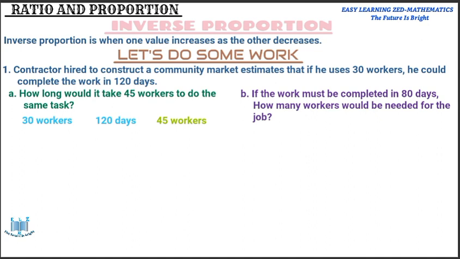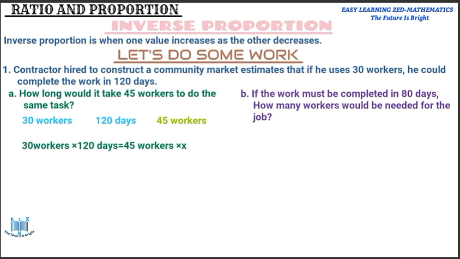Now we are going to find the product of 30 multiplied by 120 as well as 45 multiplied by an unknown number which will represent x. So we're going to write it like this: 30 workers multiplied by 120 days is equal to 45 workers multiplied by x days. This means that the seesaw should balance. Both sides of the equal sign should have the same value at the end of the calculation.